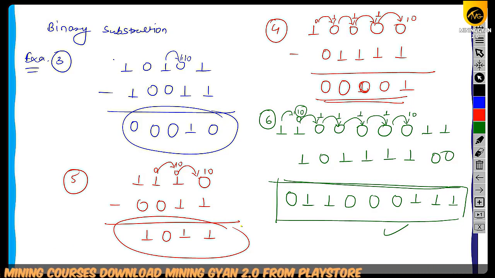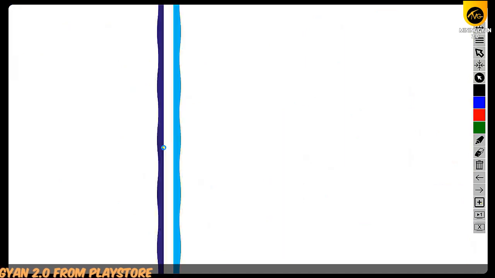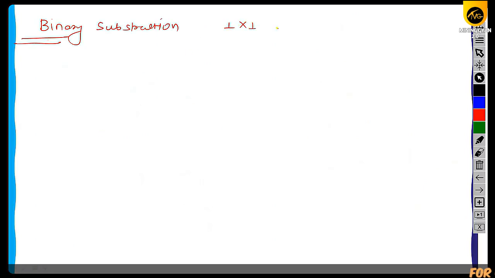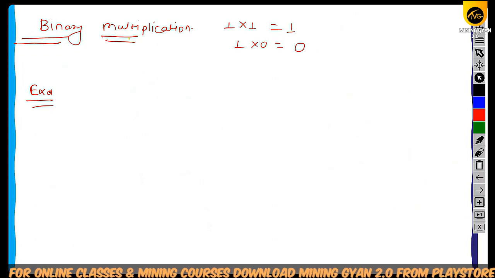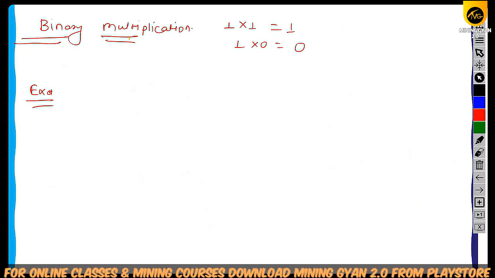Now the third arithmetic operation is the multiplication. So how to multiply two binary numbers? Okay, the basic rule is 1 into 1, it will become 1, and 1 into 0, it will become 0. Simple. So binary multiplication is the easiest operation.